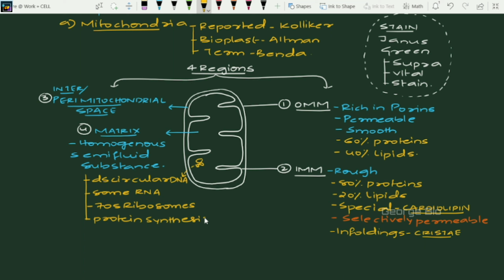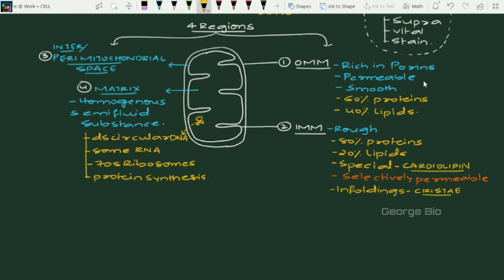It helps in protein synthesis. So what are the things which we have studied? It consists of 4 regions, 2 are membrane systems and 2 are compartments. In that compartments, the major one is the matrix region. Now we said that it consists of infoldings, and these infoldings help in formation of cristae, and this cristae is rough in texture, we said, and this rough texture is due to presence of knob-like structures. They are called as oxysomes or else F0 F1 particles.